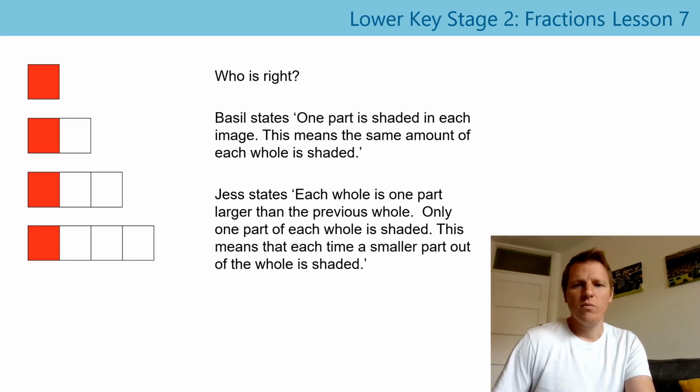I will read it one more time. This means each time a smaller part out of the hole is shaded. So I agree with that, but we're going to see a few more examples to see if you can understand. Because even though the same number of parts is shaded each time, because the hole is getting larger, that means a smaller part out of the hole is shaded.